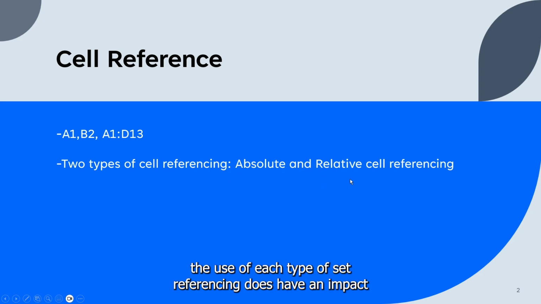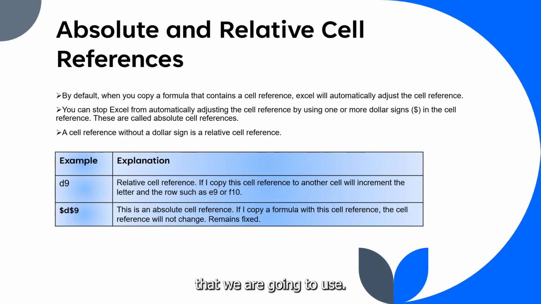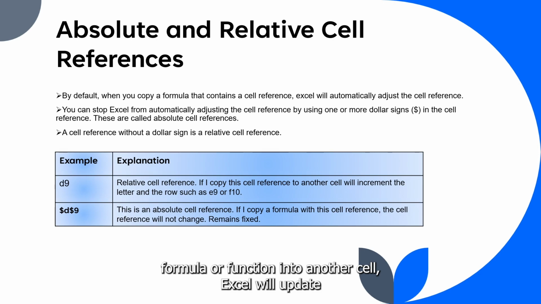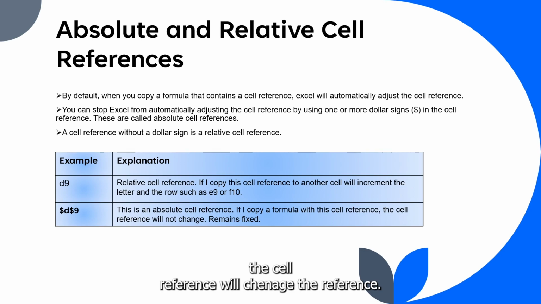The use of each type of cell referencing has an impact and effect on the calculation and the result of the function or the formula that you are going to write. By default, if you have a formula that contains a cell reference, such as D9 or A1 or A5, and then you copy that formula or function into another cell, Excel will update the cell reference, will adjust the cell reference.